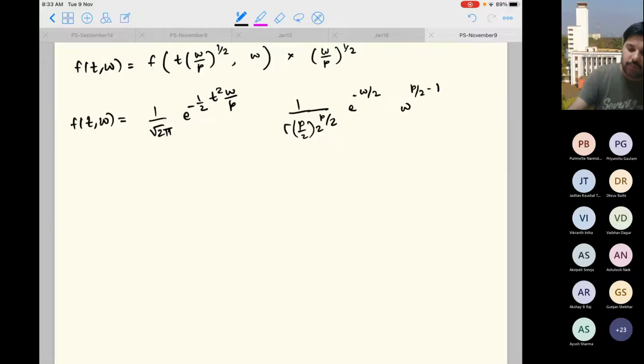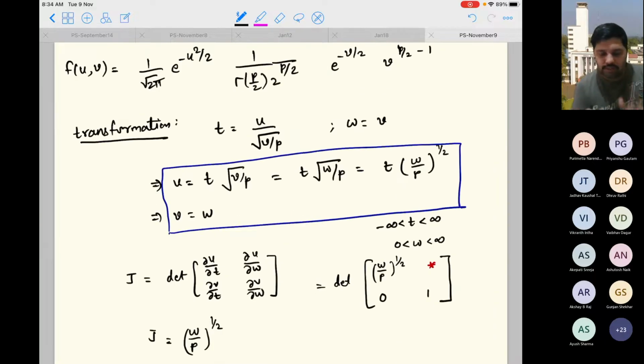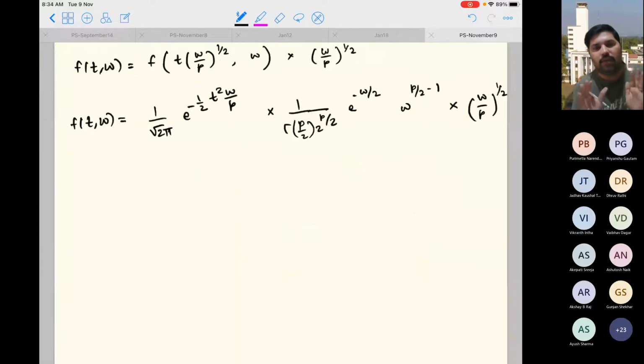And what do you get? You have to multiply it by Jacobian. So this is first density. This is second density. And you multiply it by the Jacobian. So W by P to the power half. Is this calculation clear to all of you? I have not done anything difficult. Just simple substitution, found out the Jacobian, and after Jacobian, I have come to this part.